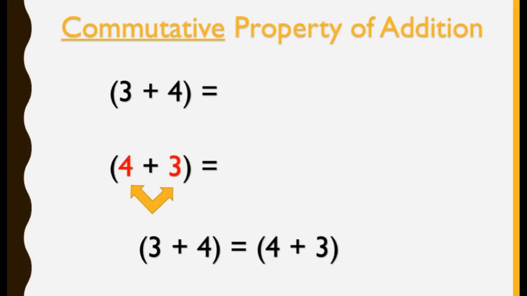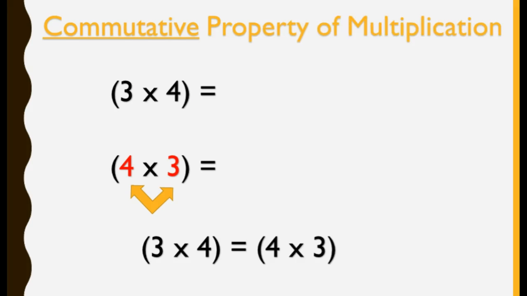Okay, so the commutative is just when you flip, where you turn the fact around. Instead of saying 3 plus 4, you're now saying 4 plus 3. That is called the commutative property. And that's true for addition and multiplication as well. So you could say that 3 plus 4 equals 4 plus 3 because of the commutative property. And you can see that it's also the same for multiplication.